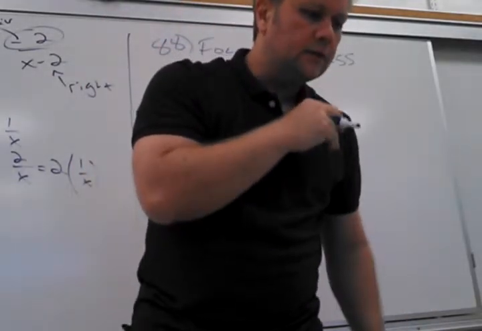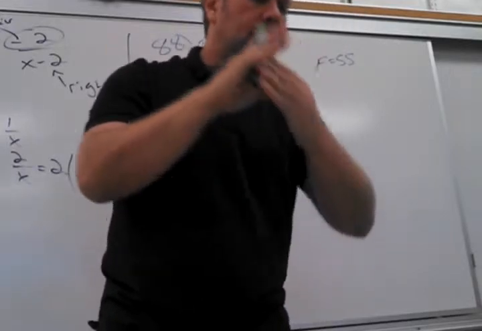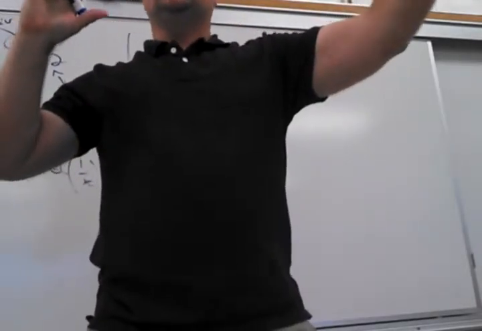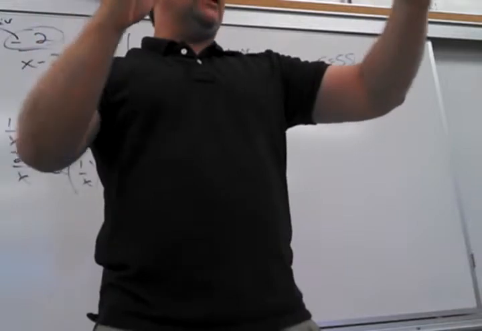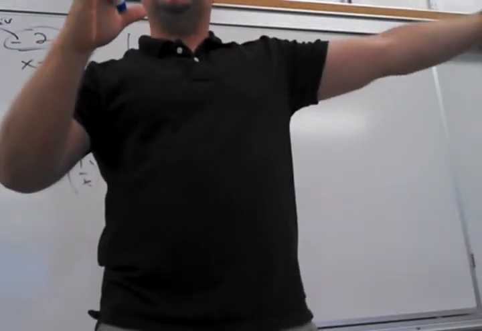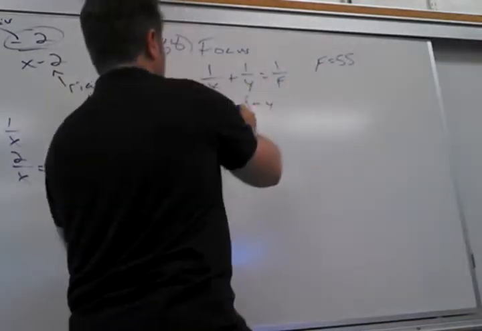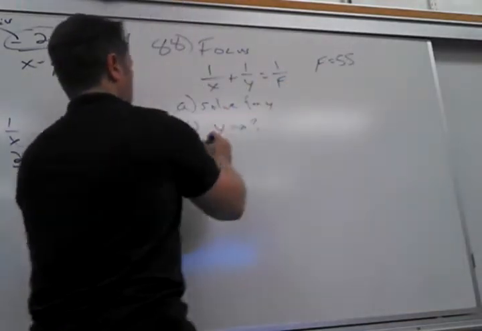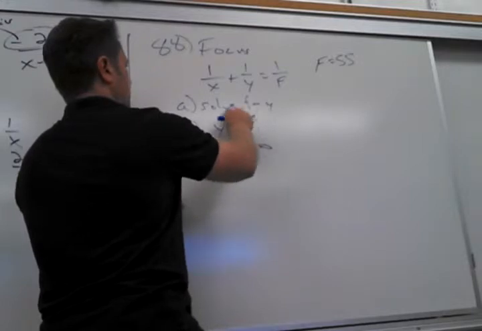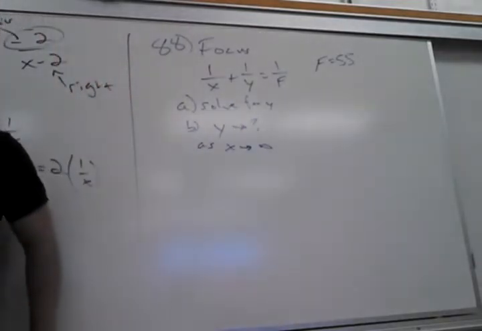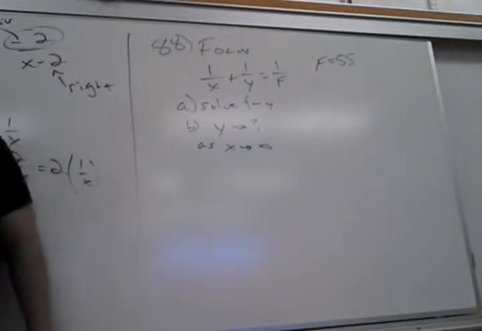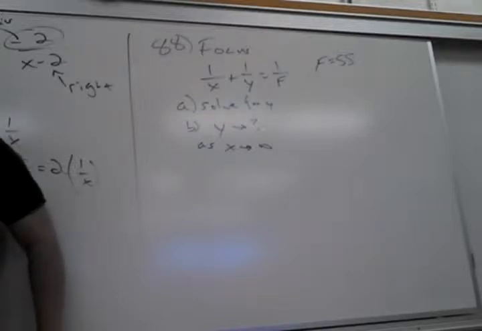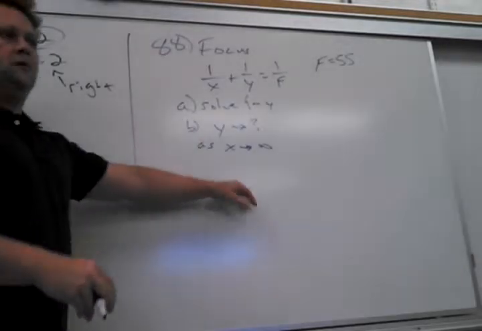So part B asks what happens to y as the object moves far away from the lens. What does that mean when I say as the object moves far away? I'm going to let x go to infinity. So part B says what happens to y as x goes to infinity. Now, you've got to get part A done first before you can hope to do anything with part B. So how do you do part A? Maybe we should start with that.